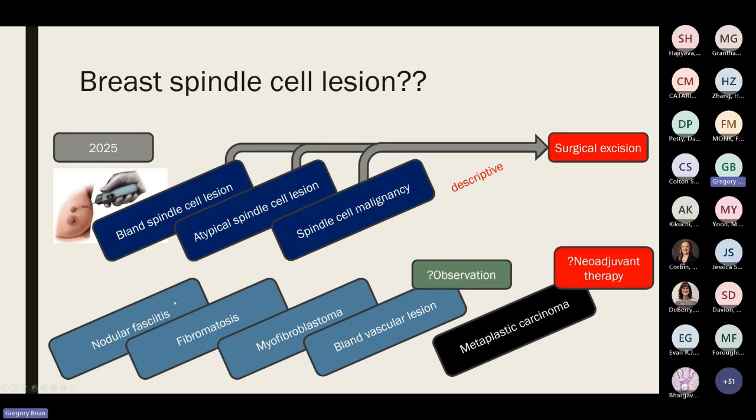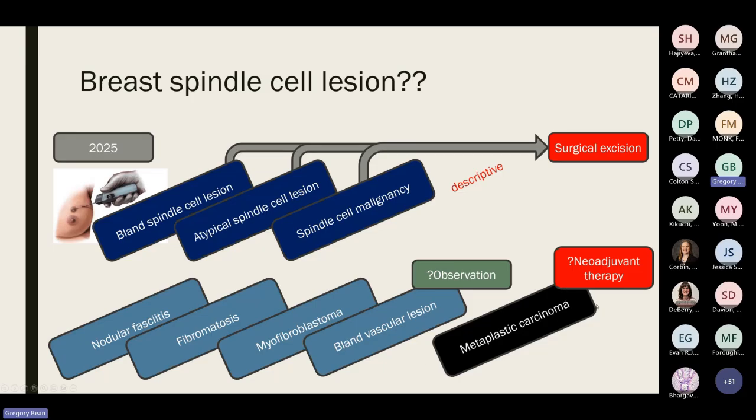Nodular fasciitis, if definitively diagnosed, should be observed rather than excised. Fibromatosis is plus or minus observation or surgical excision. I've seen regional differences in how myofibroblastomas are handled, whether they're always excised or not. And then bland vascular lesions: with good rad-path correlation, we've been able to observe these more often.